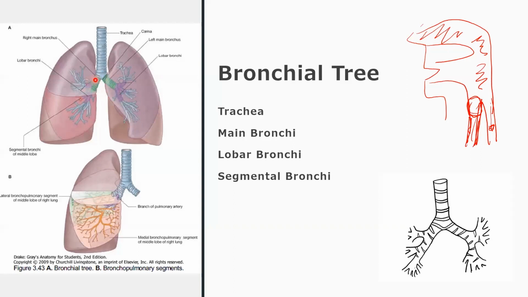So the right main bronchus divides into three lobar branches because there are three lobes of the right lung. And in the left lung, you have two lobar branches, the upper lobe and the lower lobe. And then each of these lobar bronchi divide again into segmental bronchi. Each of these segmental bronchi supply a bronchopulmonary segment, and there are areas of the lung called bronchopulmonary segments. So each of these lobes are further divided into bronchopulmonary segments.